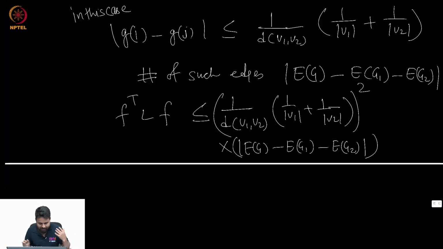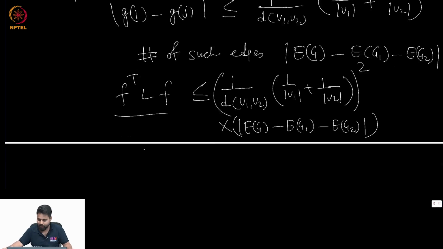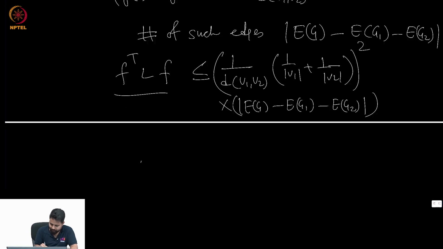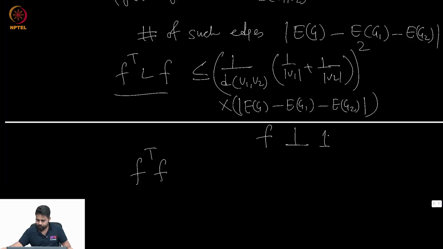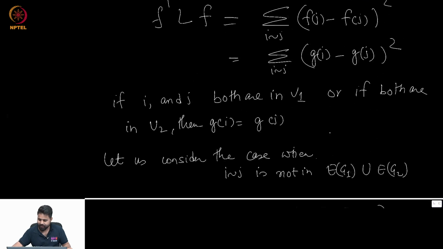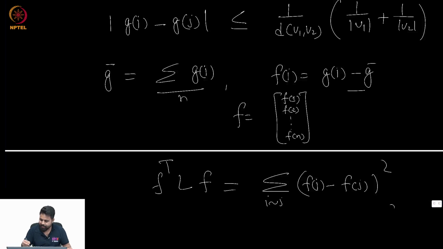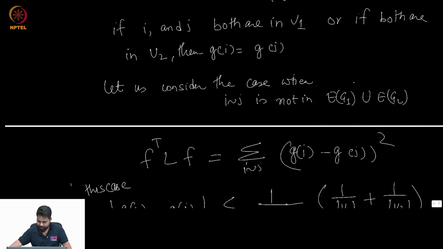As soon as I write this, you might get a hint of what I am going to do next. In order to use the Rayleigh quotient, let us calculate what F transpose F will look like. By the way, this F is orthogonal to the all-ones vector. Why is it so? Just look at the definition of F that I have given here. If you add all these entries, it will give you 0, because we are subtracting from each entry its average. So this is orthogonal. Now we are in the right direction.